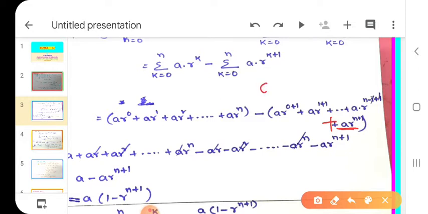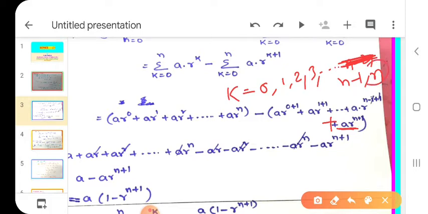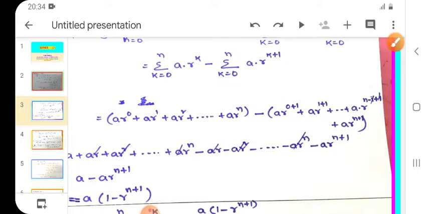What are the values of k? 0, 1, 2, 3 and so on. The last terms are n − 2, n − 1 and n. We don't need n − 2. Here I write n − 1 and the nth term. The (n − 1)th term is a rⁿ⁻¹⁺¹, and the nth term is a rⁿ⁺¹.